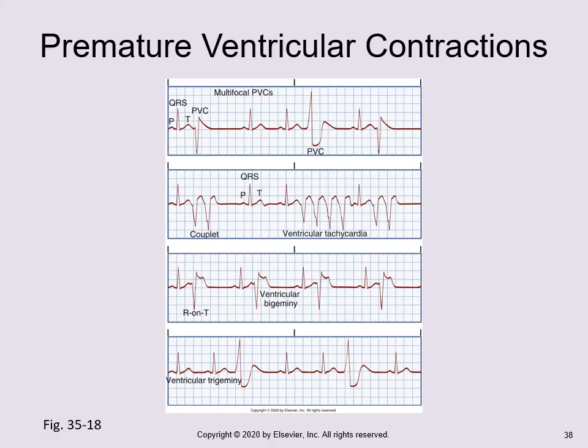Based on their foci, they can come in pairs that we call couplets. They can come 3 together, which we call a triplet. They can come every other beat, which we call bigeminy. No matter what they look like, we want to assess the patient's hemodynamic status to decide how much and what kind of treatment is needed.